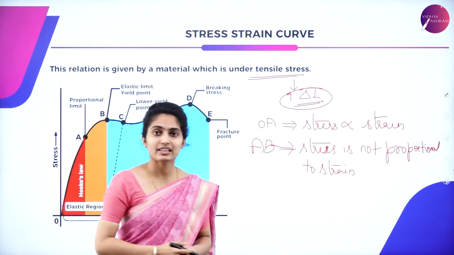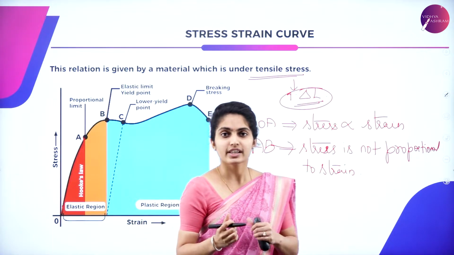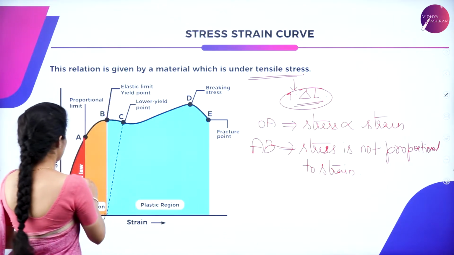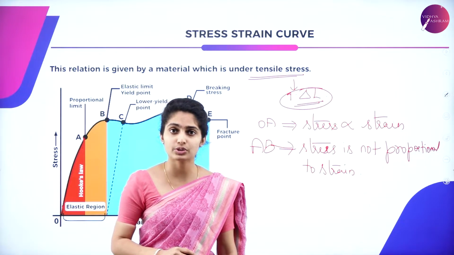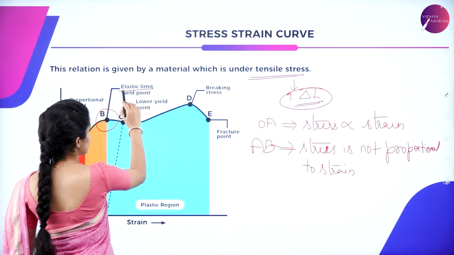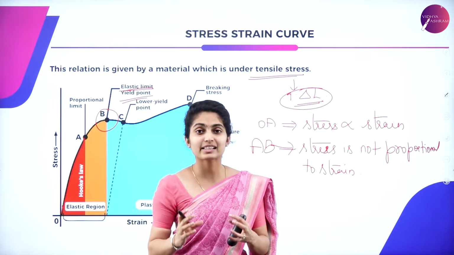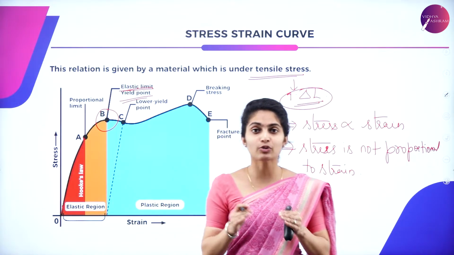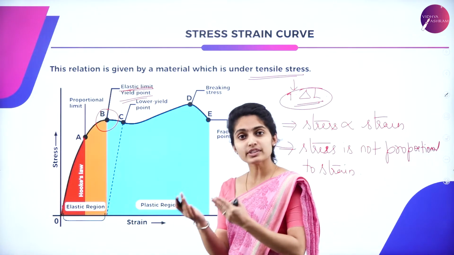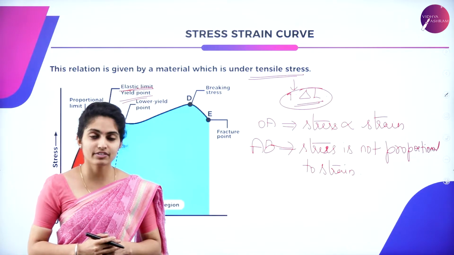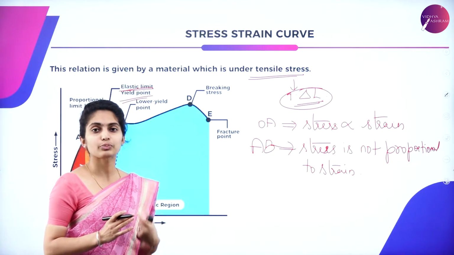From O to A, you say that the stress is proportional to strain. That means it obeys Hooke's law. Hooke's law states that the stress is proportional to strain. So from O to A, it's Hooke's law. From A to B, it is nothing but stress is not proportional to strain. And at B, we have got an elastic limit, or it is also called the yield point. So what is this elastic limit? Elastic limit is a maximum limit up till where the body, when deformed, regains its original position. Above this limit, if the deforming force is applied, then it never regains its original position. So this is a limit which is said to be a yield point.